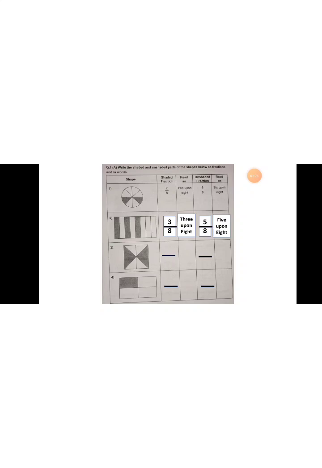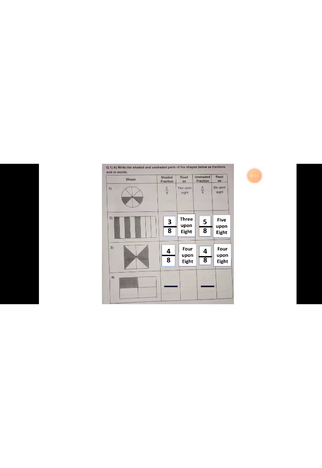Let us go to the next figure. You are having 8 equal parts. The figure is divided into 8 equal parts. Out of that, 4 are colored. So your fraction is 4 upon 8, and you will read it as 4 upon 8. Now looking at the unshaded parts, you are having 4 unshaded parts. So your fraction becomes 4 upon 8. 8 is the number of equal parts and 4 are unshaded. So you read the fraction as 4 upon 8.